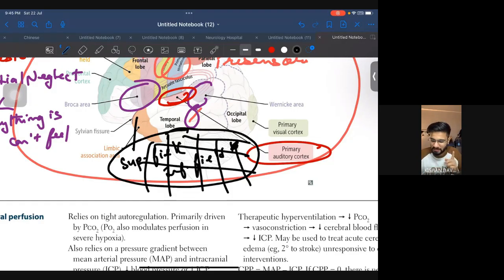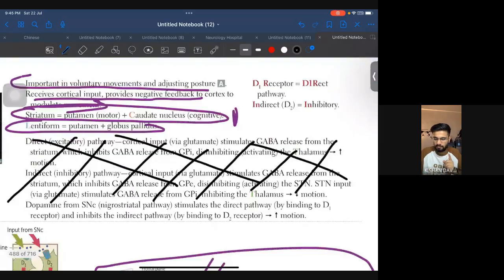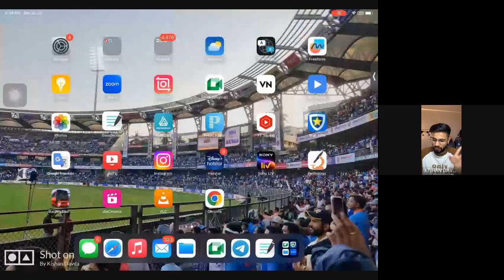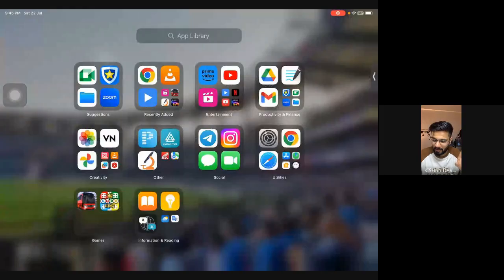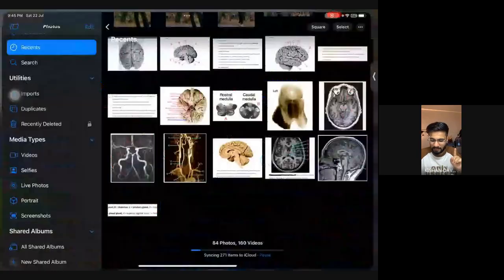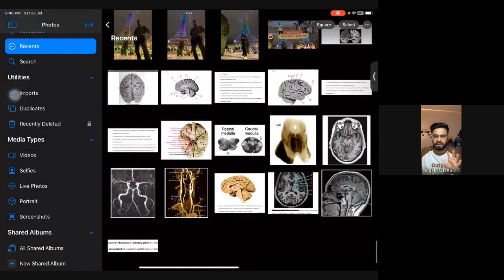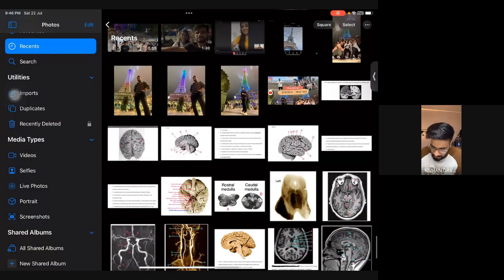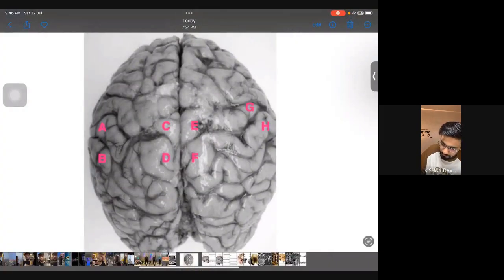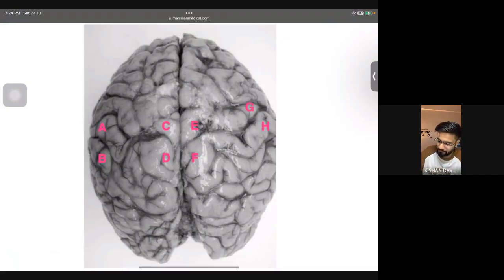Okay, now we have seen the cerebral cortex, we have seen this diagram. Now I'll show you the images. These images are from Melman Medical, and whatever images I'll be showing you, ratify those images, the rest you can avoid. Okay, so let's see first. Yeah, this is the image.